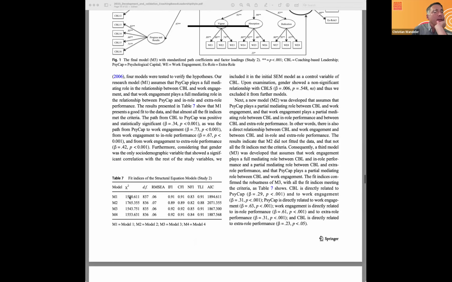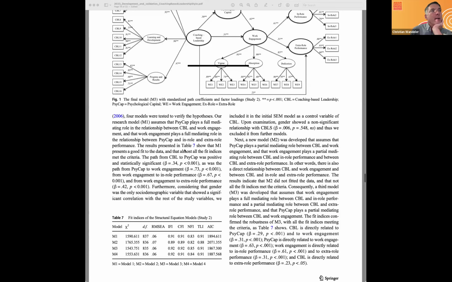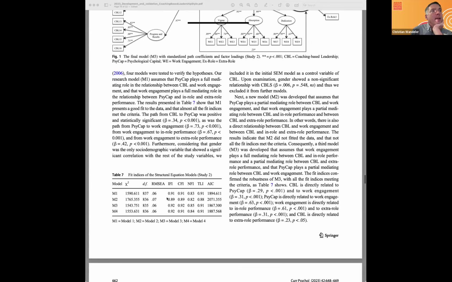What to me is really cool about this structural equation modeling is that you have different models, M1, M2, M3, M4, right? Where they test different assumptions, right? And then you can compare the fit indices of these different models, and you can say, okay, which one of these actually fits the data the best, right?